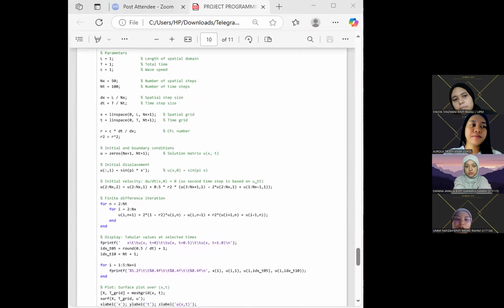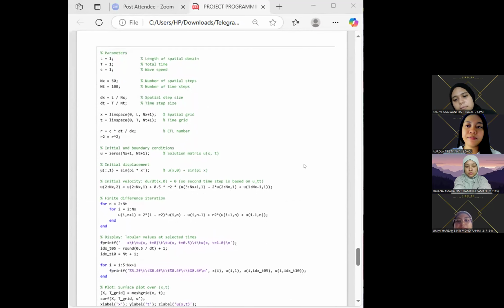For question 4, I will explain how we want to solve the one-dimensional wave equation using MATLAB and the finite difference method. We are solving this partial differential equation: del square u over del t square is equal to c squared del square u over del x squared. This describes how a wave behaves over time.